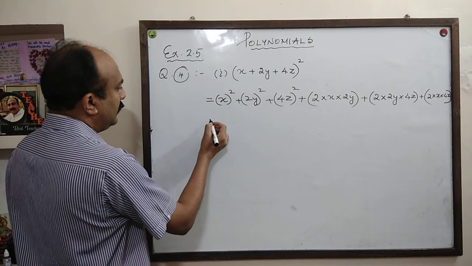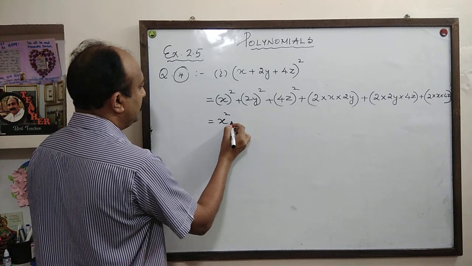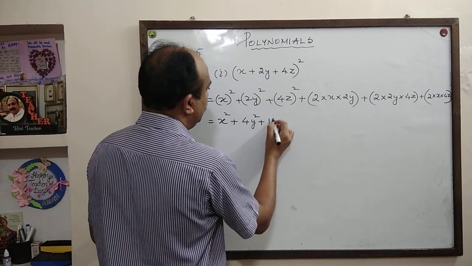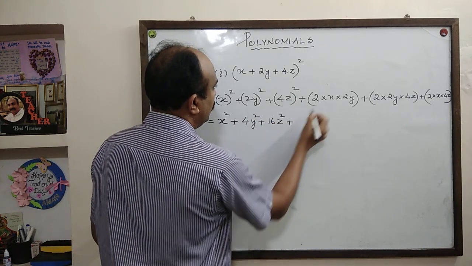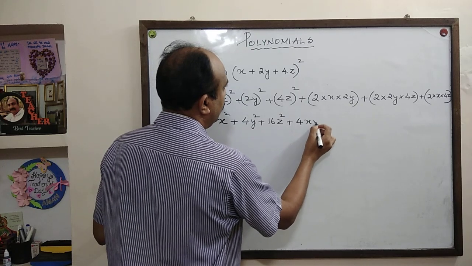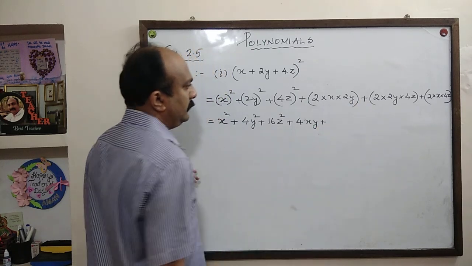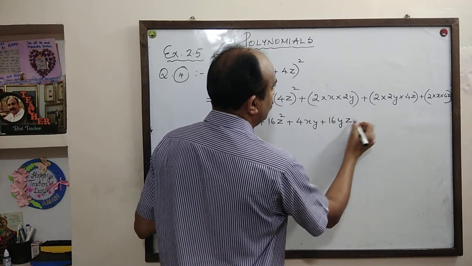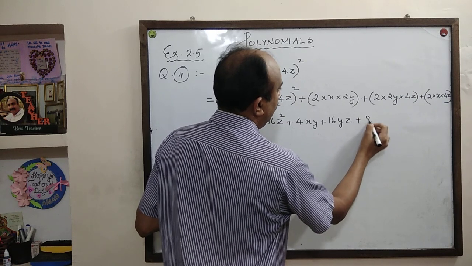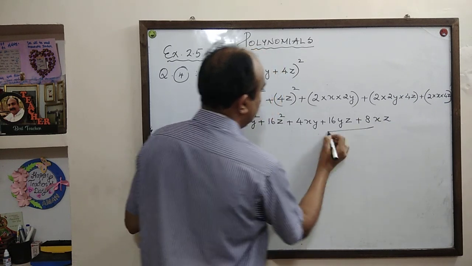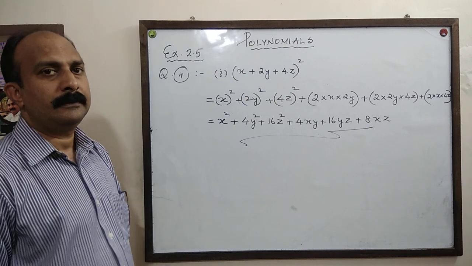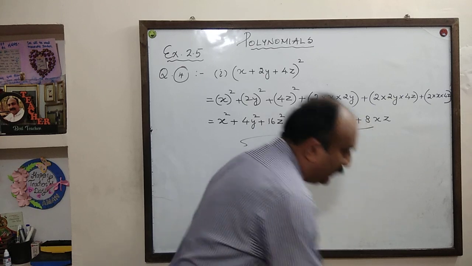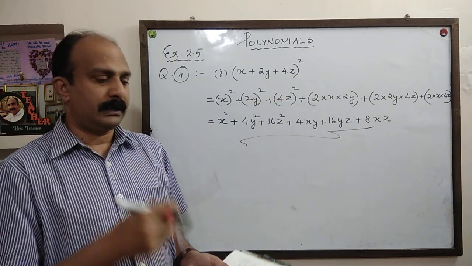Now expand it. x the whole square is x square. 2y the whole square is 4y square. 4z the whole square is 16z square. 2 into 2, 4xy. 2 into 2 into 4, 16yz. 2 into 4, 8xz is the answer. So it is simple. Expand each of them by using the formula a plus b plus c the whole square.